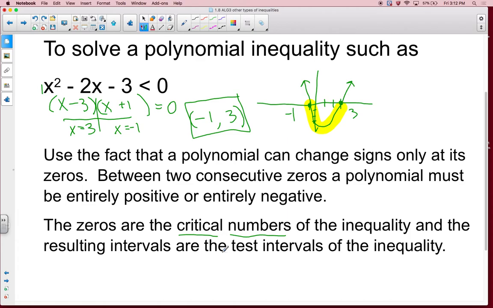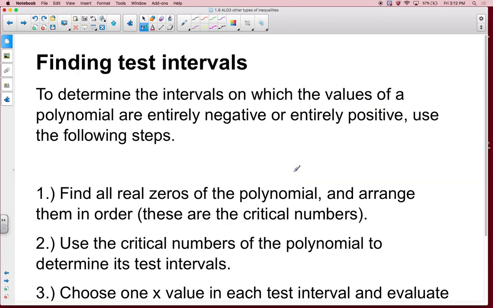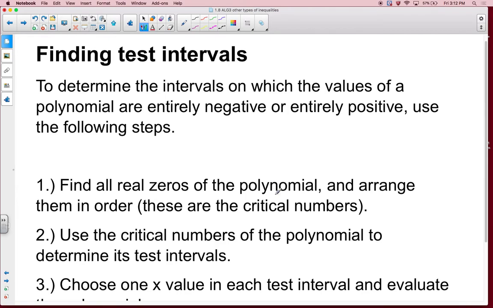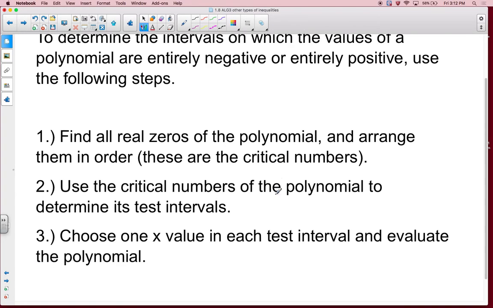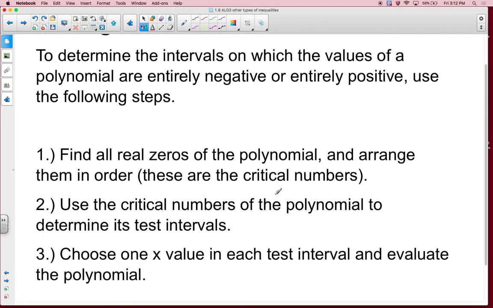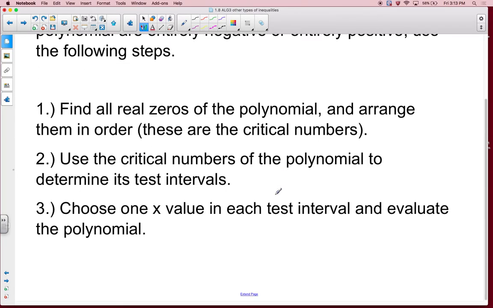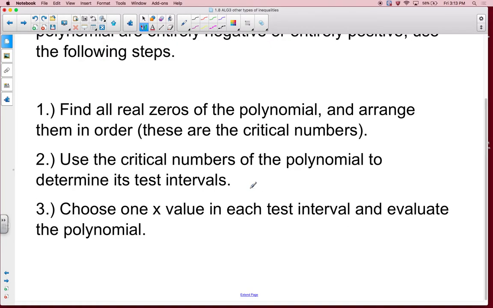I'm going to explain the next quadratic one in a different way, where if we do not graph the quadratic, then what do we do? This is just a slide for you to take some notes on. This is telling you how to find the test intervals. So you can read through this, pause it now, and write down the steps for it if you didn't already write them down. Okay.